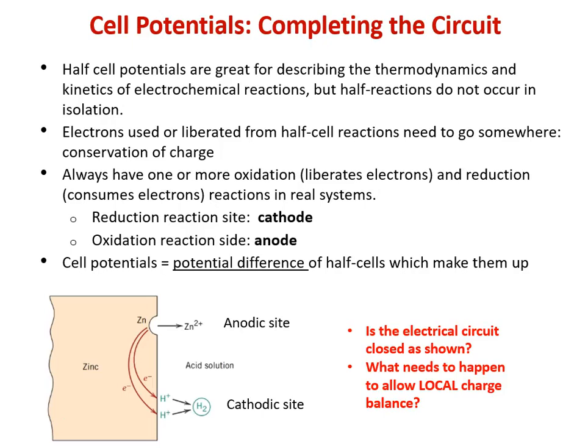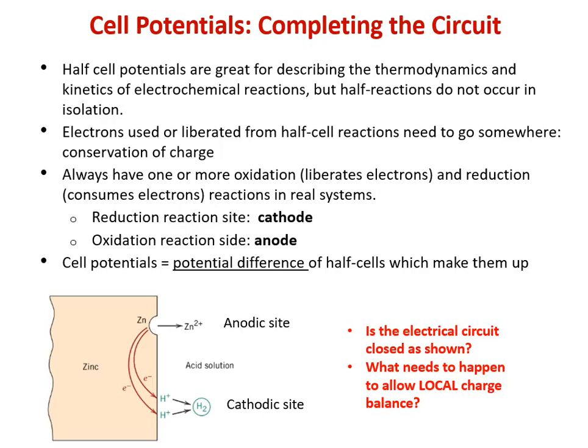So, as we said, electrons used or liberated from half cell reactions need to go somewhere. We always have to have conservation of charge. So, we always have 1 or more oxidation reactions which liberate electrons, and reduction reactions which consume them. The spatial location, the site, the place where we have reduction reactions in a corroding system or a practical redox cell is called the cathode. And the site of the liberation of electrons, or the oxidation reactions, is known as the anode. And the cell potential is the potential difference of the half cells which make up the anode and the cathode.